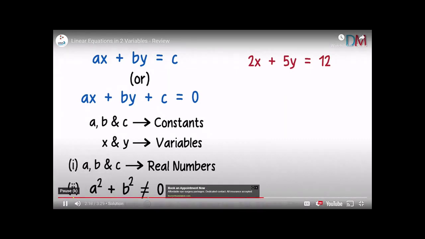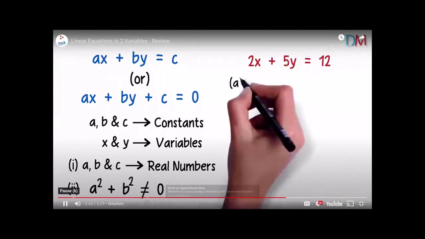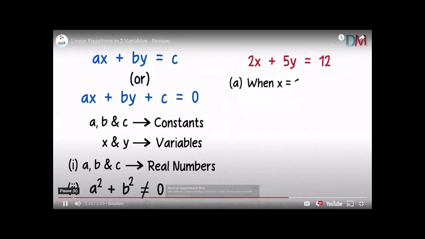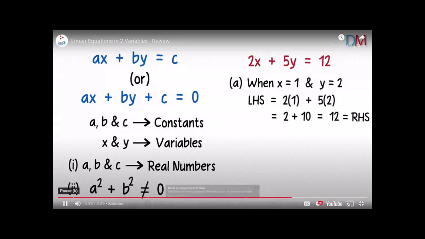The solution to a linear equation in two variables is a pair of values, one for x and the other for y, which makes both the sides of the equation equal. Can you think of x and y values here which will equate both the sides? One possibility is when x is 1 and y is 2. So we can say that x equals 1 and y equals 2 is one of the solutions to the equation 2x plus 5y equals 12.